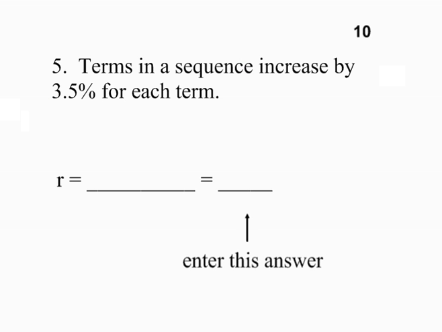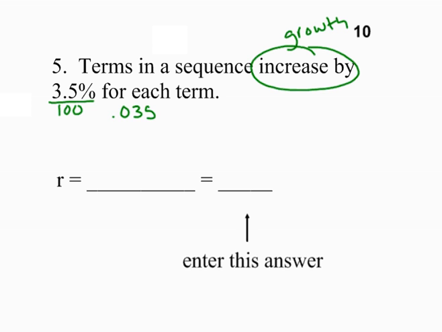Okay, here's one that says I'm increasing by, so that means growth, and it is 3.5%, so I'm just going to go ahead and take my 3.5, go to my calculator, divide that by 100. That's going to give me 0.035. Since it's growth, I'm always starting with 100%, and I'm increasing, so I add 0.035 to it, and I get 1.035 as my common ratio.